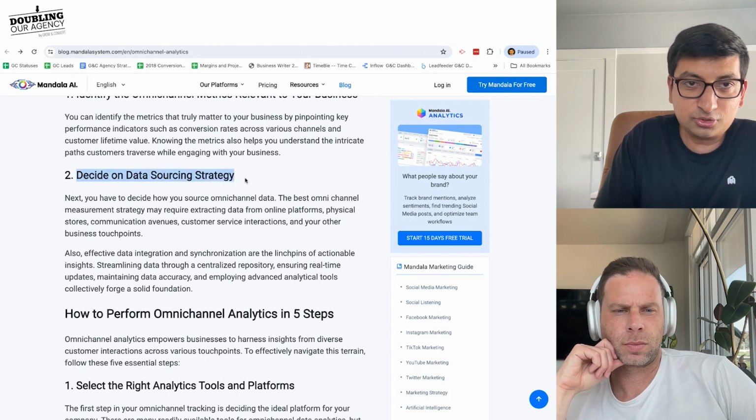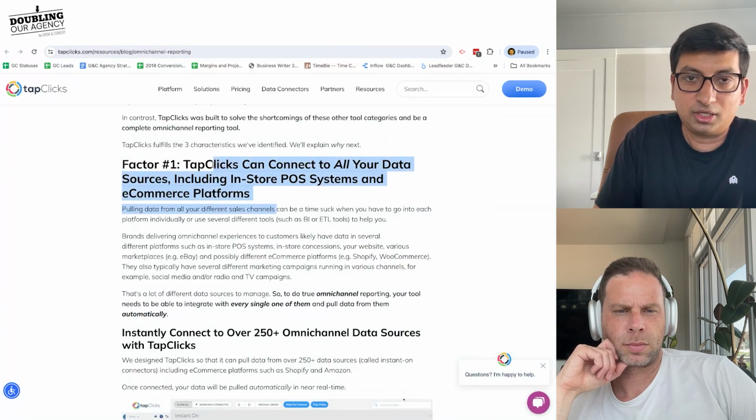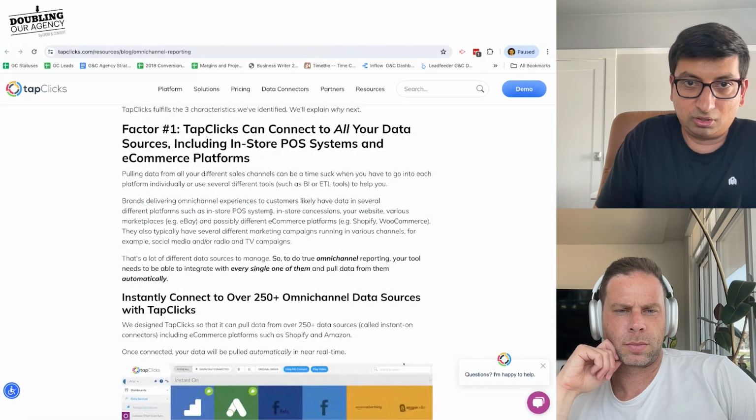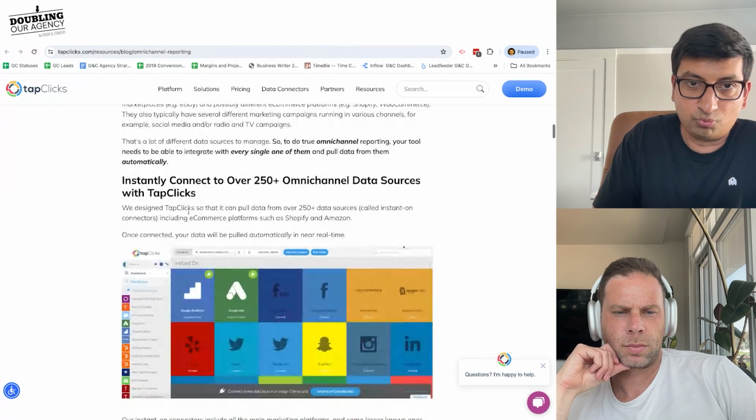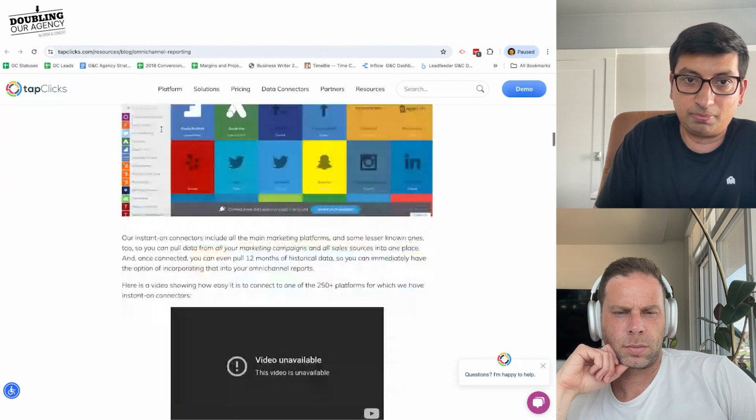My strategy is to get all of my data into one place. That's literally what I'm Googling, right? Instead of that, we're now saying, here's what we can do. We can actually connect to all of them. And we explain the details of how Tapclicks does it. I'm not going to go through the details, but it says we have built-in connectors to over 250 common marketing sources.